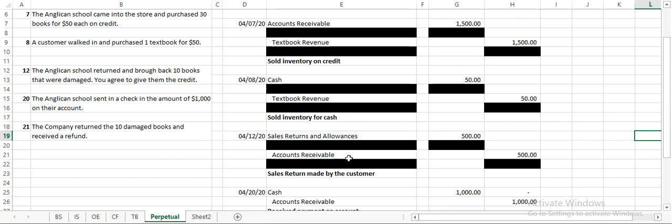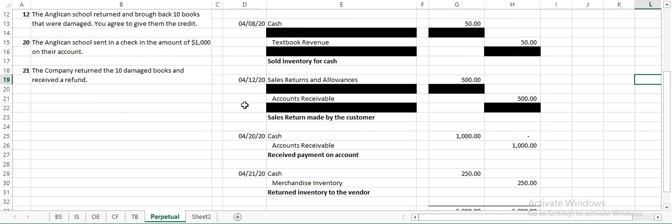Now, underneath the periodic method, this is still correct. There's nothing left to change underneath this method. And so that is what it is. That's the end of that. That transaction is complete. If we move on to the 20th, it said the Anglican school sent a check in the amount of $1,000 on their account. This doesn't involve inventory at all, so there's absolutely no change that happens here underneath the periodic method.